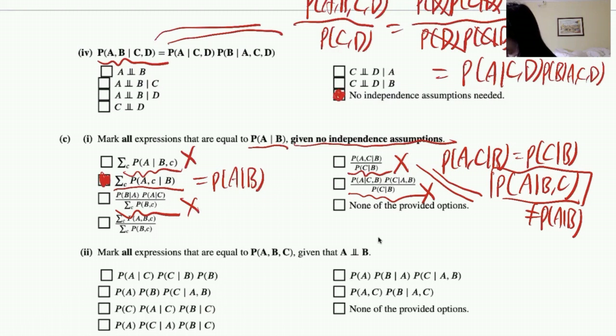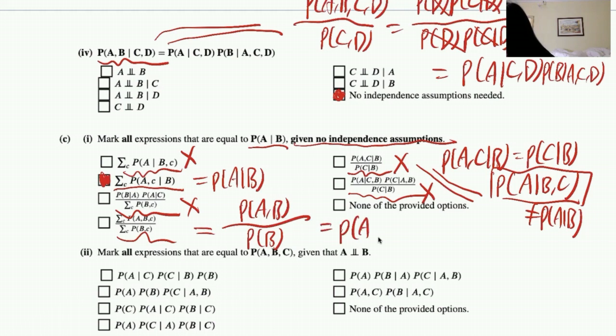Then finally for the last term, the denominator should be the probability of B when we sum over all the possible C. Then the numerator should be the probability of AB. Then according to the definition of conditional probability, it should be the probability of A given B. So this is correct.